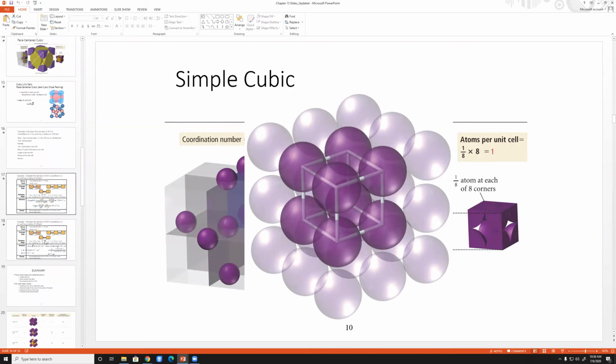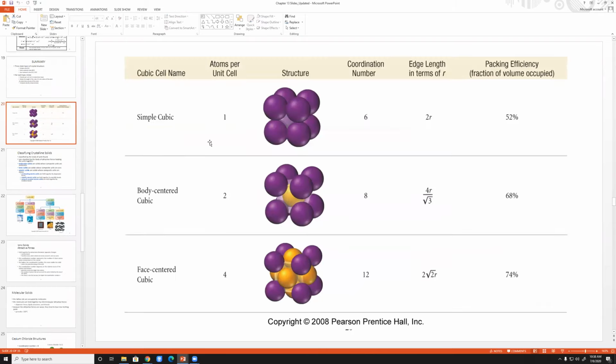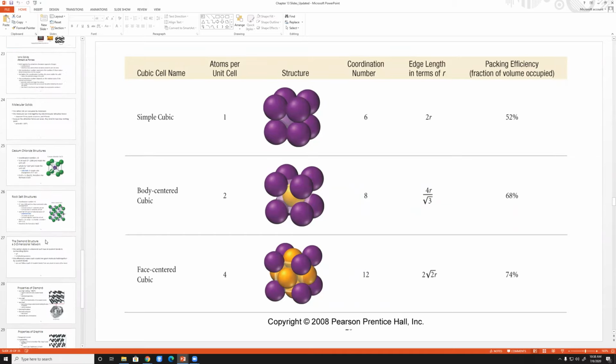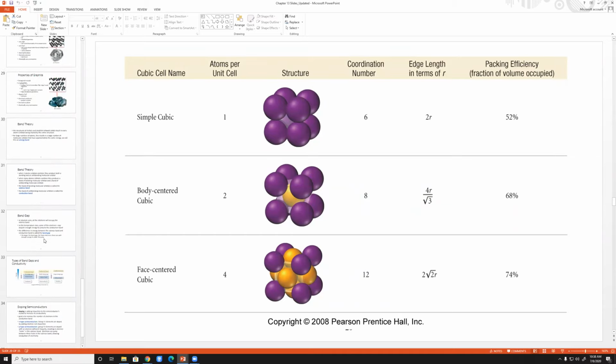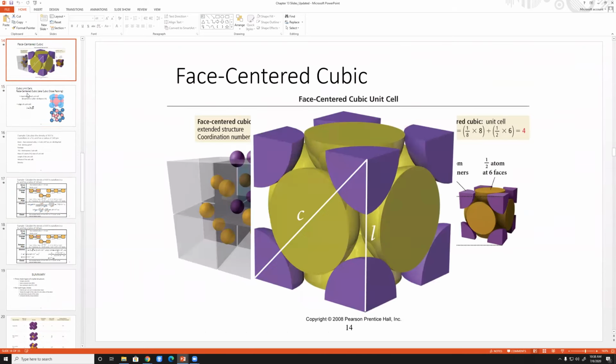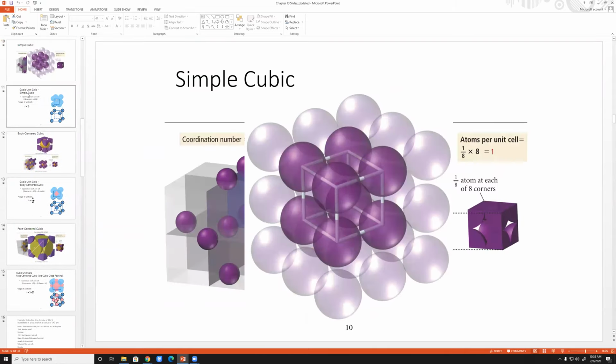Well, I have a chart. There it is. So this chart is really the only important thing that's going to be on the test. Ignore the band gap theory, all that stuff. But this is the only important thing. So you have simple cubic. So this is represented by, I need a sphere. Here we go. Actually, I should have started here.